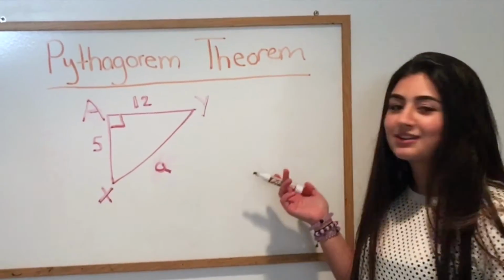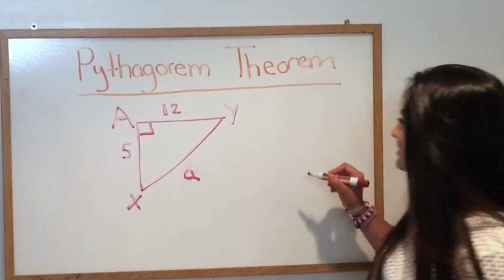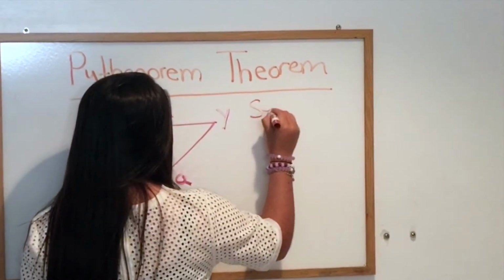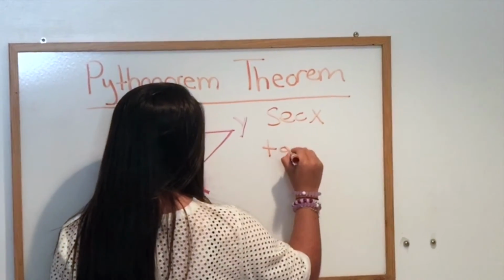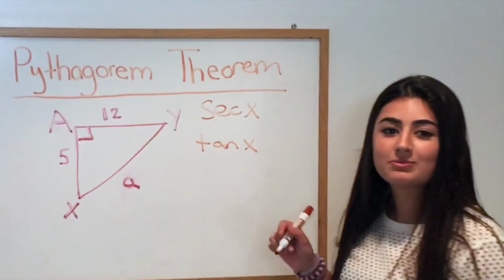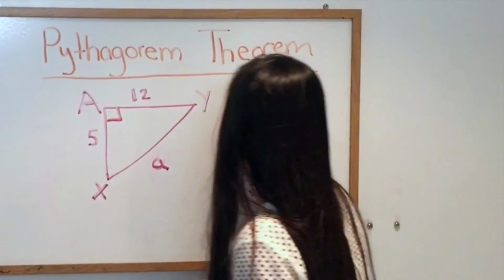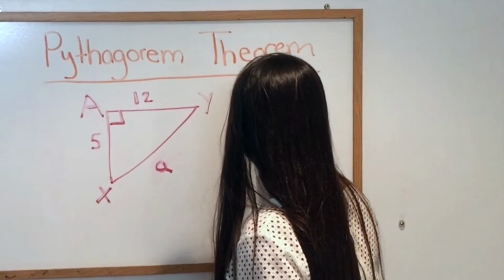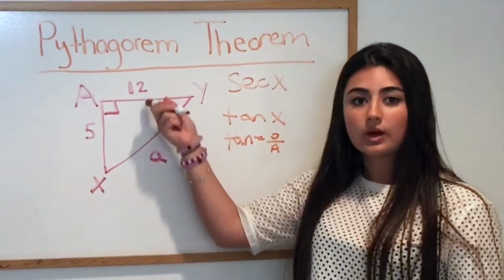Now we're going to use the Pythagorean theorem to find the measure of an unknown side. So we're going to use secant of x and then tan of x. As we previously learned, tan equals opposite over adjacent. Therefore, tan equals 12 over 5.